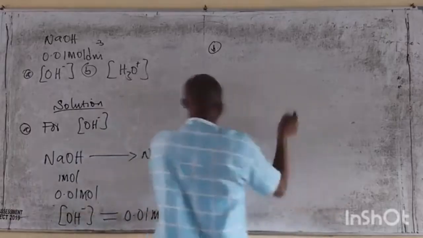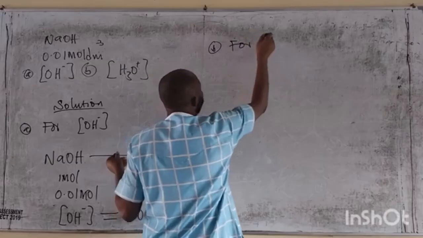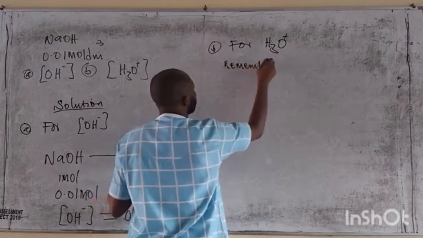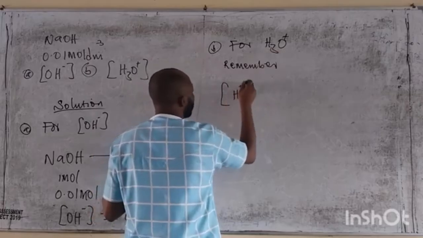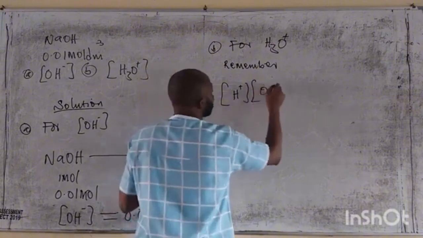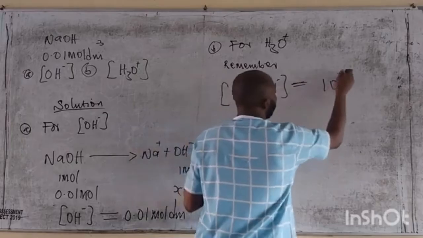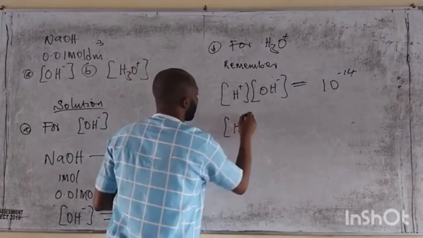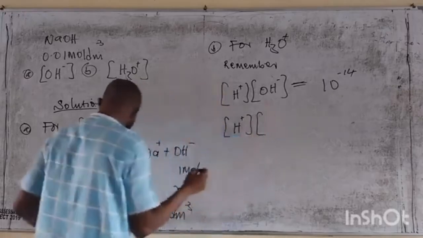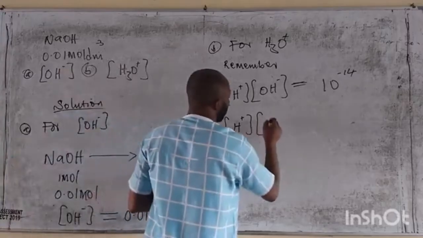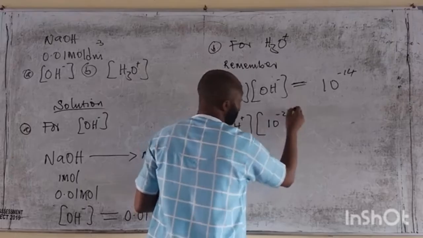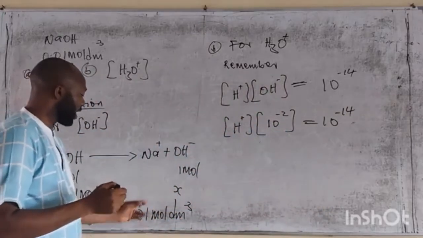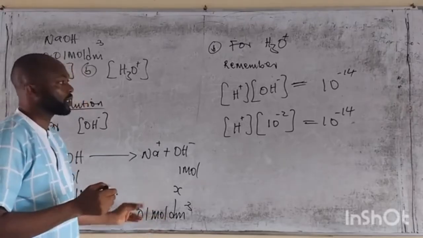So remember that. So I say B is for hydronium ion concentration. Remember that the hydrogen ion concentration and the product of this and hydroxide is equal to 10 raised to the minus 14. If this is true, I'm looking for this. So hydrogen ion concentration times hydroxide, which is already 0.01, which is 10 raised to the minus 2, is equal to 10 raised to the minus 14. This is 1.0 times 10 raised to the minus 2, which is the same thing as 10 raised to the minus 2.